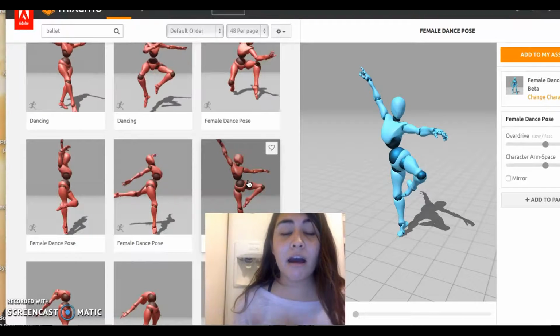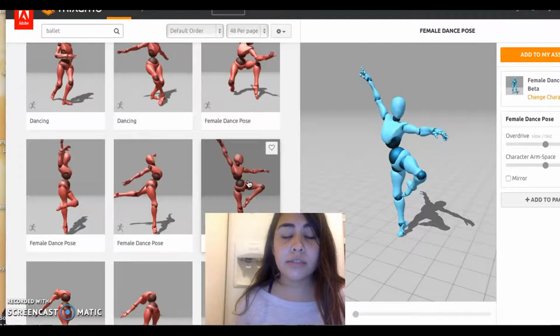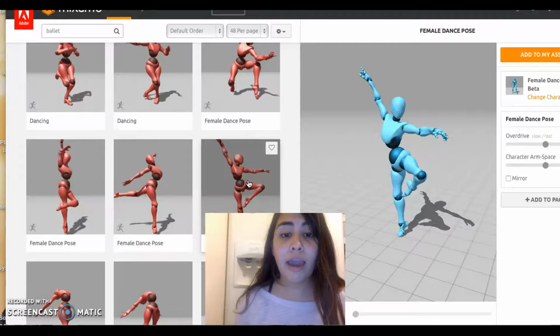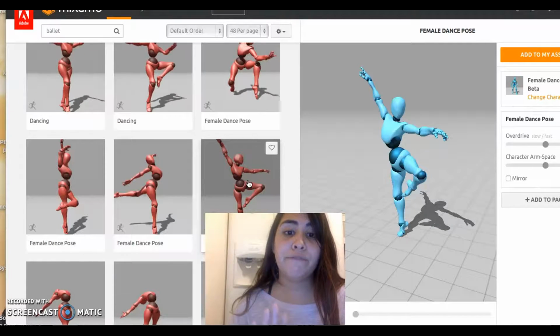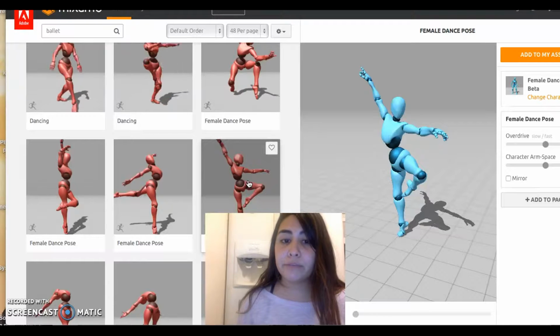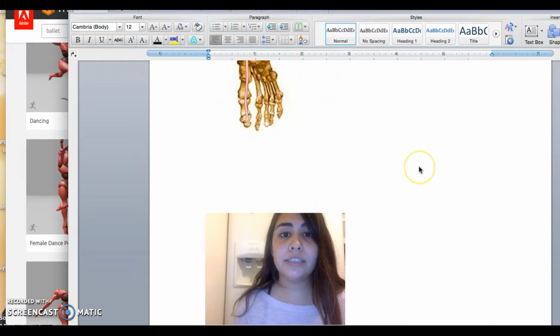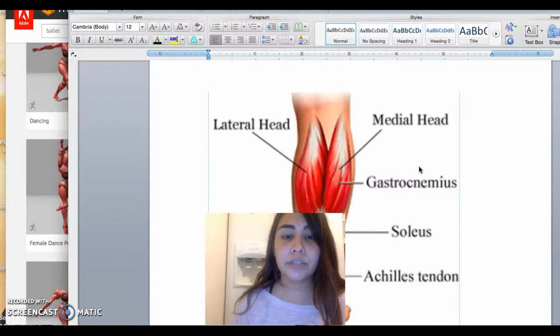So basically ballet dancers usually perform this type of movement, and they're just usually on their toes. Plantar flexion would be the opposite way when the toes are facing upward. And I will give you a demonstration after this video. So now I'll be talking about the different muscles that are associated with plantar flexion and dorsiflexion.